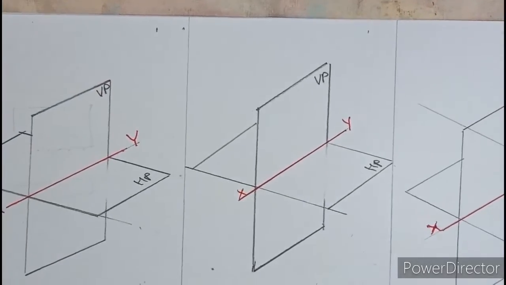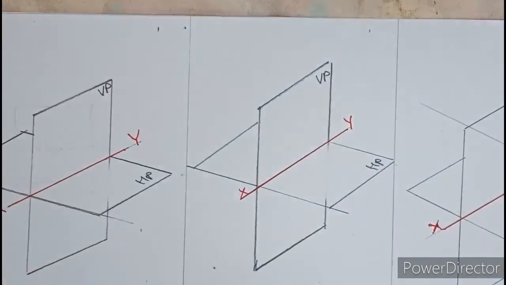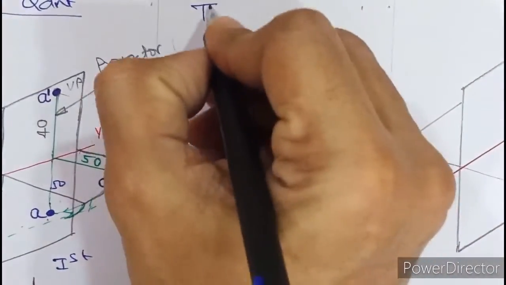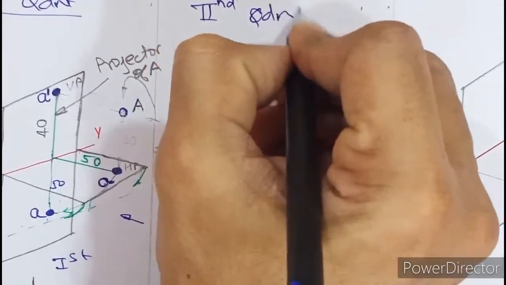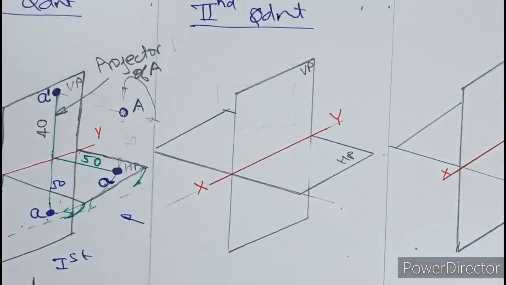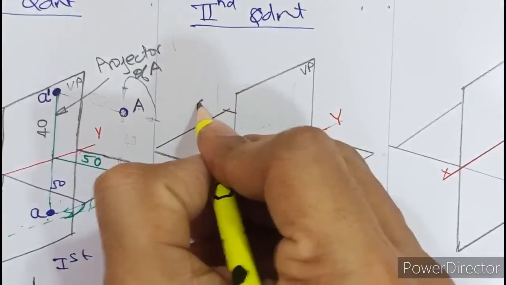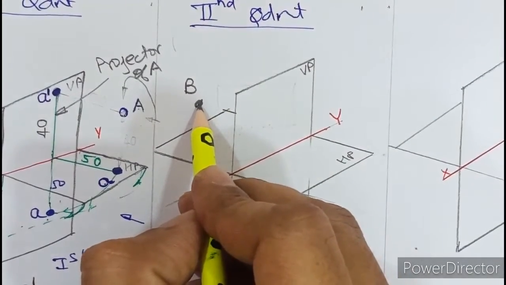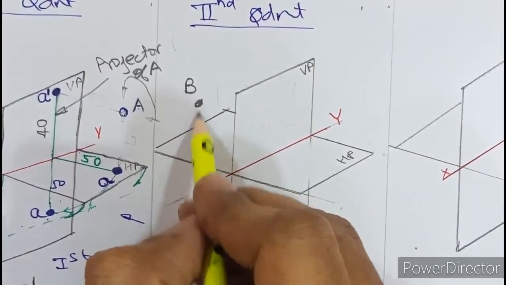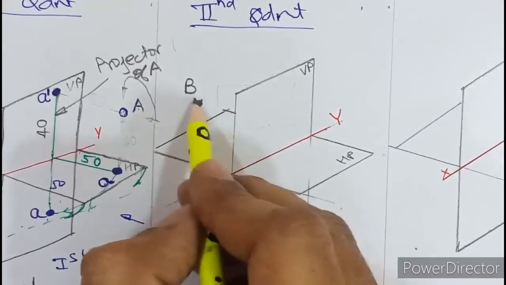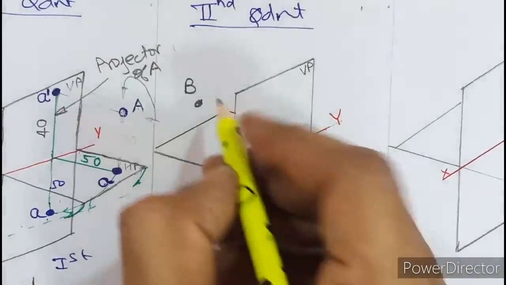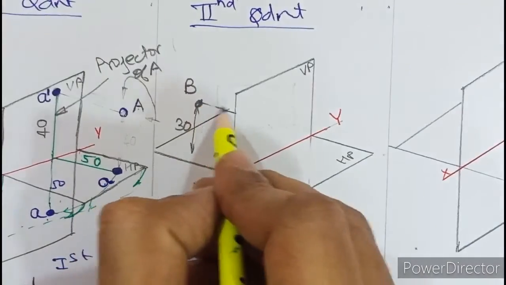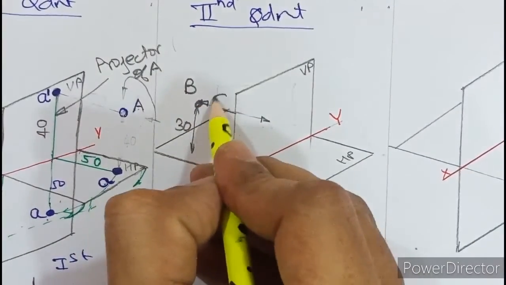Now let us move on to the second quadrant. So we have seen the first quadrant. Now we will see the second quadrant. So I write down second quadrant over here. We have to see all the four quadrants, how to project a point in four quadrants. So now in the second quadrant, if I place a point capital B somewhere here, we know that if a point is kept in the second quadrant, the point is above HP and behind VP. Suppose this point is say 30 millimeter above HP, and the same point is 60 behind.